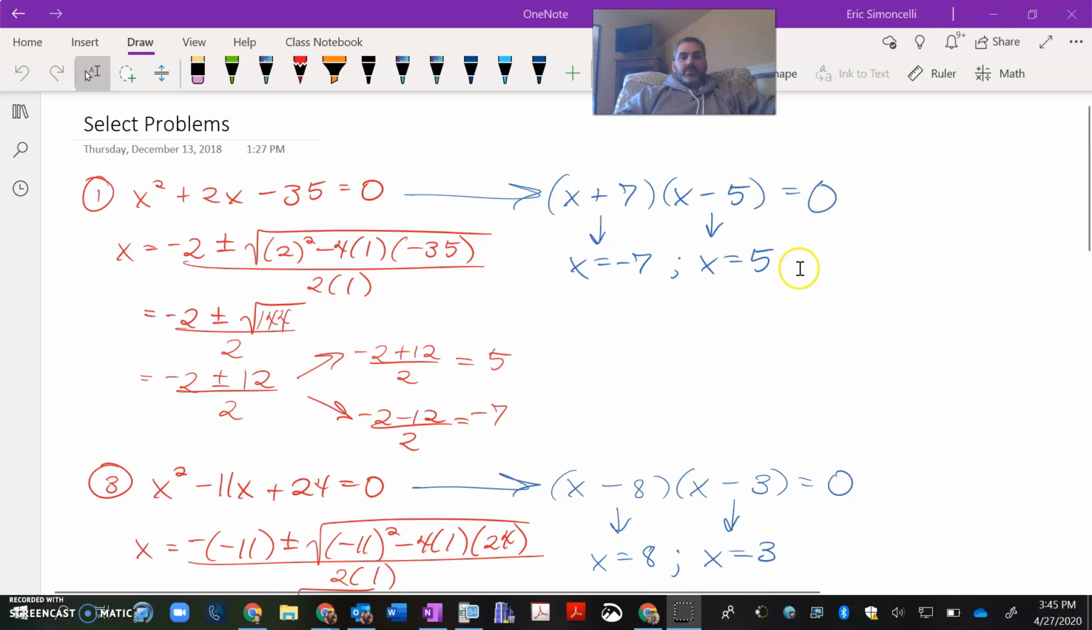But again, because it's equal to 0, we can solve by setting x plus 7 equal to 0 to get negative 7 as one solution. And the other, of course, x minus 5 equals 0. Solve that, and you end up with x equals 5.